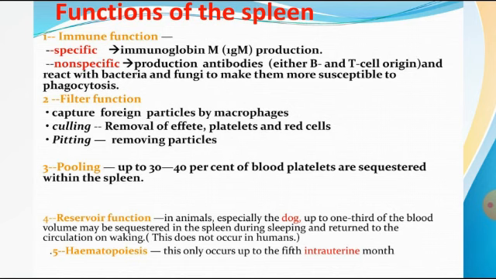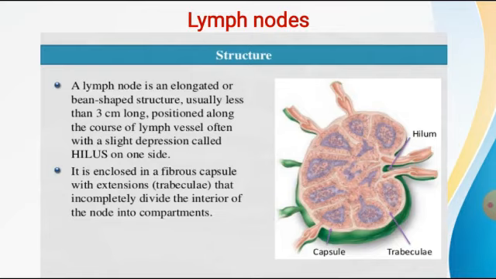And the reservoir function: in animals, especially the dog, up to one third of the blood volume may be sequestered in the spleen during sleeping and return to the circulation on waking, and this does not occur in human beings. And the last one is hematopoiesis, the formation of erythrocytes.